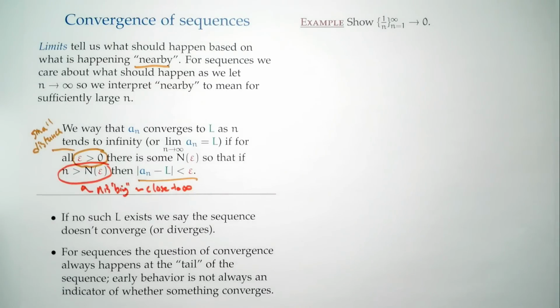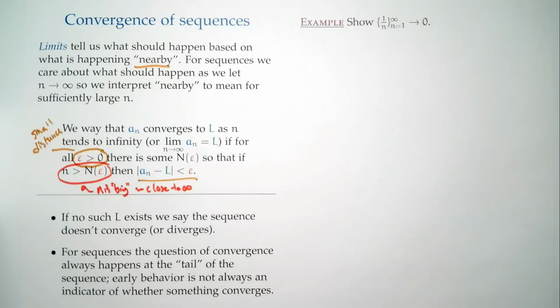Now, it's possible that things happen. Limits don't always exist. In fact, most limits don't exist. So if there is no such L, we say the sequence doesn't converge, which is, it diverges. And again, I already mentioned this before, it's the tail, the end, that's important. So be careful. Watch out. Just because something looks like it's true for the first few terms, don't trust it. Do the math. Work it out.